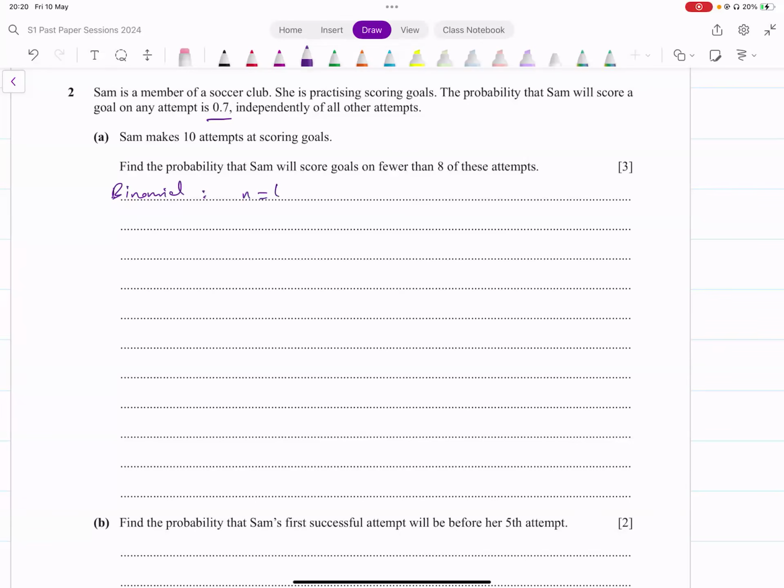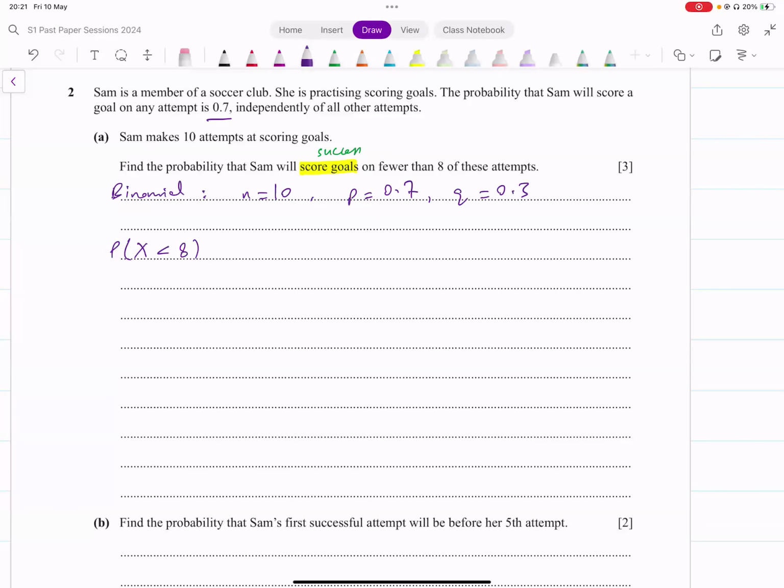for which n is 10. What about the probability of success? This is what we're calling success, scoring a goal. What's the probability of that for any attempt? That's 0.7. What's the probability of failure? 0.3. We want to find the probability that she will score goals on fewer than 8 of these attempts. That means we want to find the probability of X being less than 8, getting less than 8 successes. What does that mean? 0, 1, 2, 3, 4, 5, 6, 7. We need to add all of these probabilities. Now, that's too many probabilities to calculate.